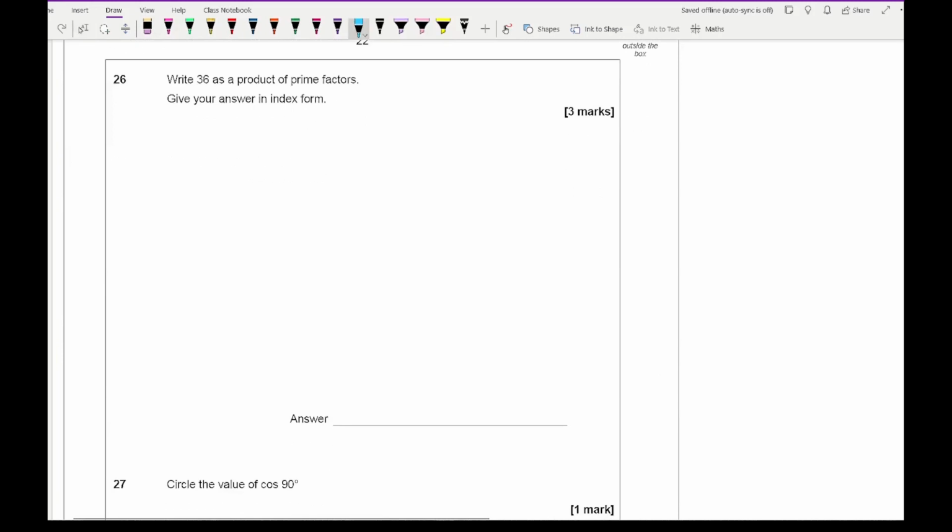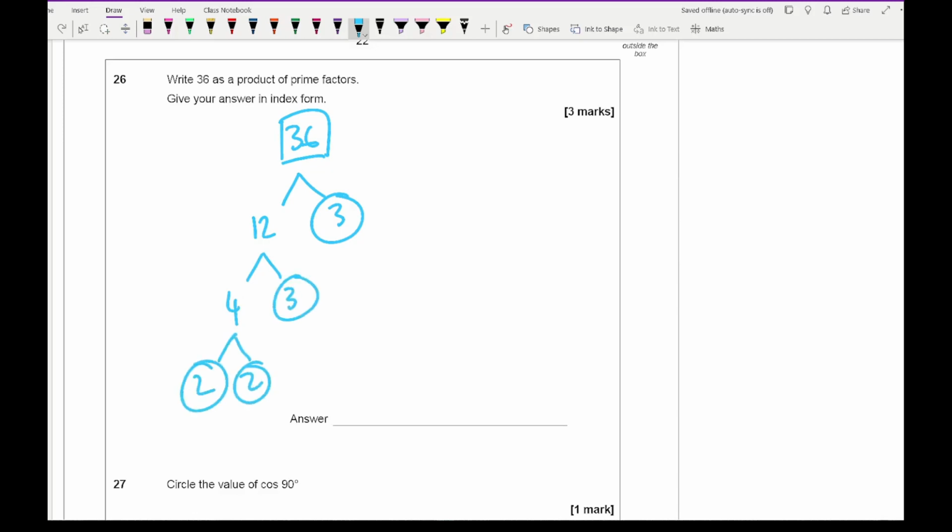Then with question 26, write 36 as a product of its prime factors. So start with 36. Think of two numbers that multiply together to give you 36. It doesn't really matter which two numbers you go for, as long as they multiply. But ultimately, you should have the same answer, the same numbers circled. Now, write this in index form. You get 2 times 2 times 3 times 3, which is 2 squared times 3 squared.